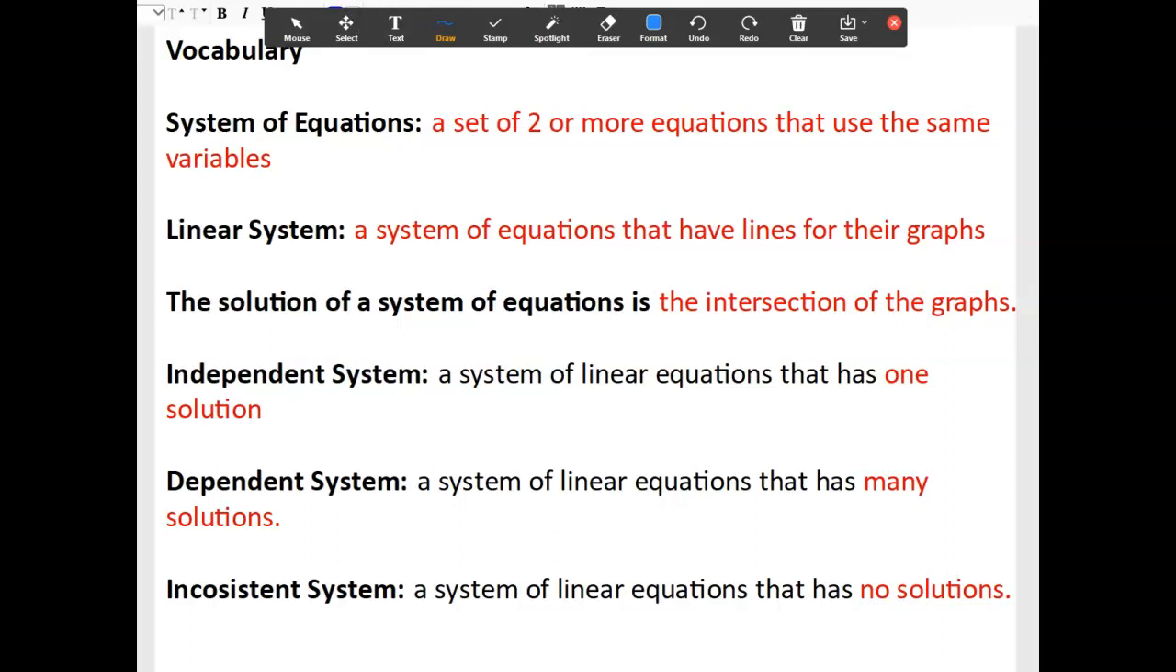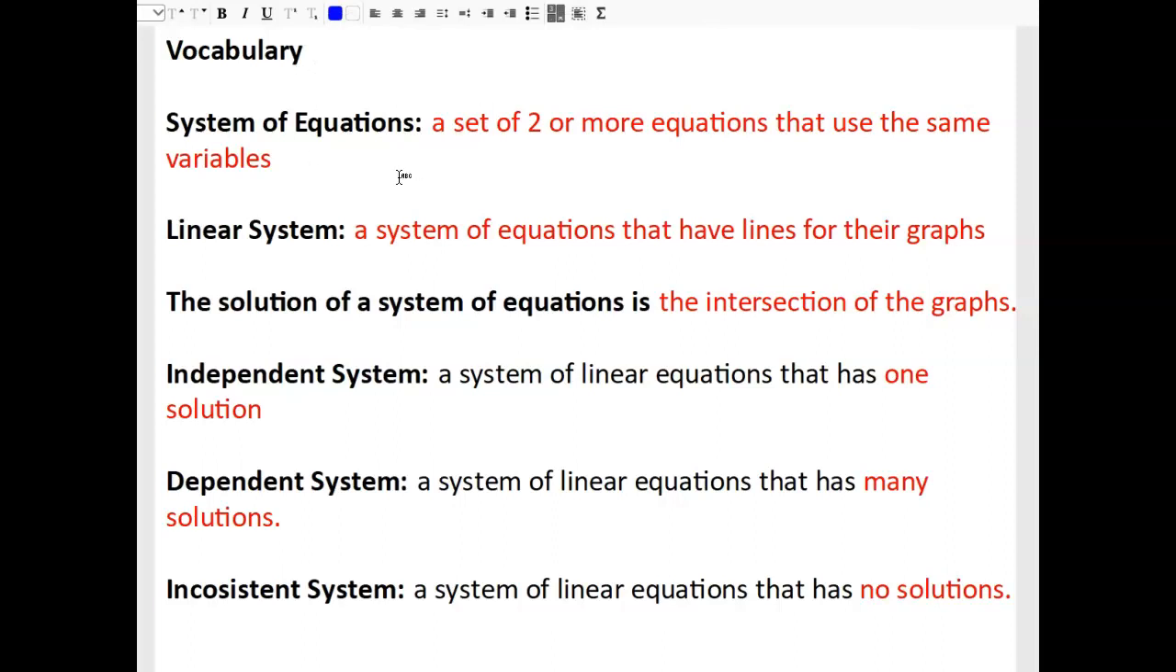Okay, so we are going to look at some new vocabulary today. We have a couple different vocab words. We have a system of equations. A system of equations is a set of 2 or more equations that use the same variables. A linear system is a system of equations that only has lines for their graphs.